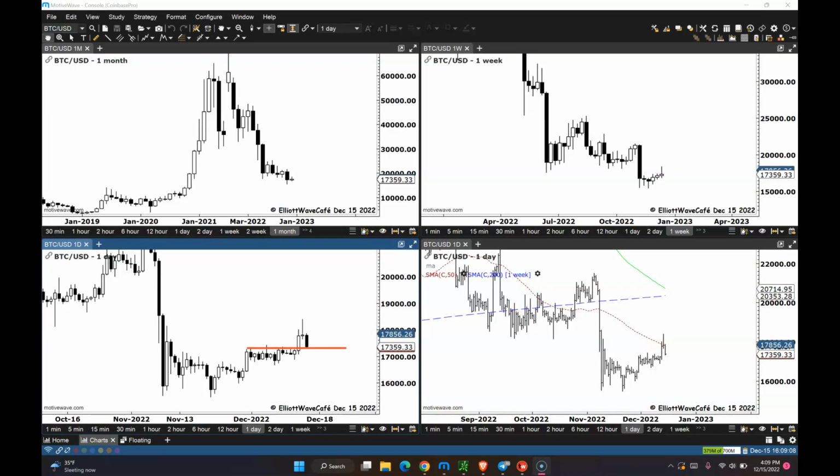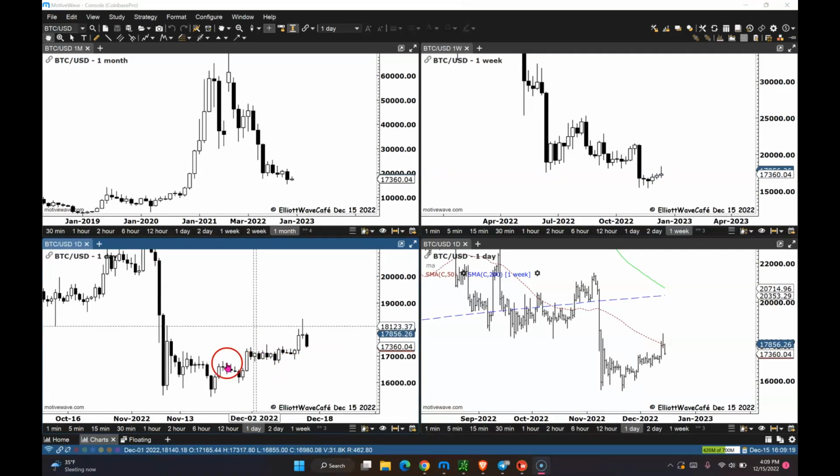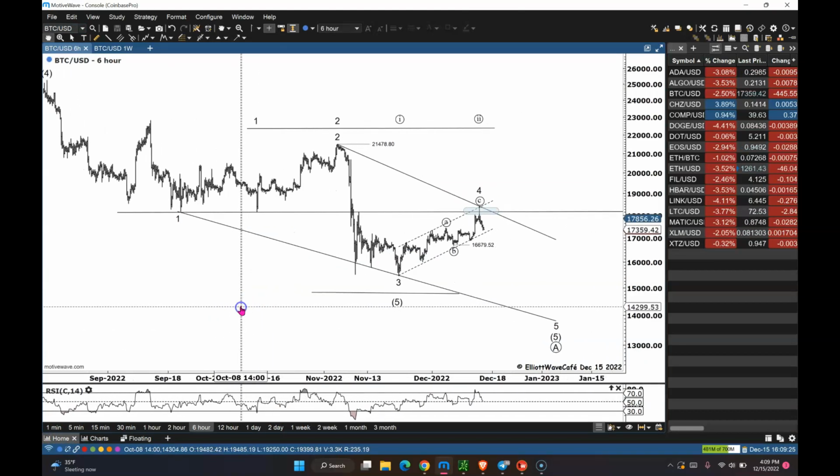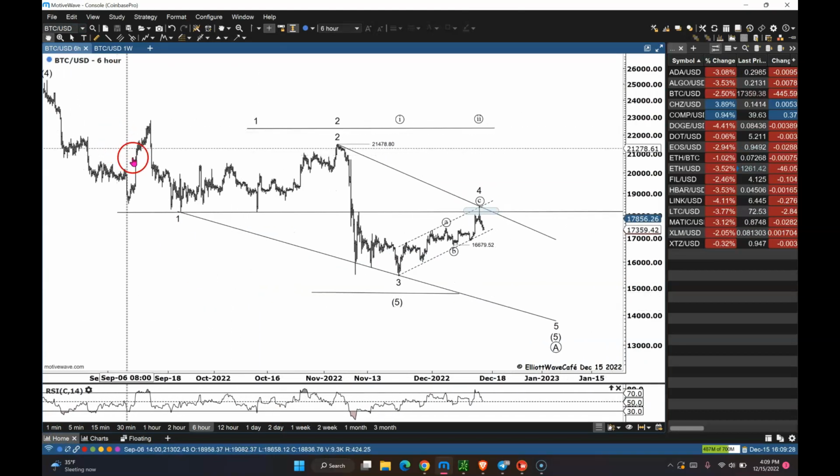So I'm expecting a little bit of a pullback from here, and then we'll see if they're able to crack back through that. Let's take a look here at our charts on the home page. The larger count, in my view, is still a possible ending diagonal in a wave 1, 2, 3, 4.